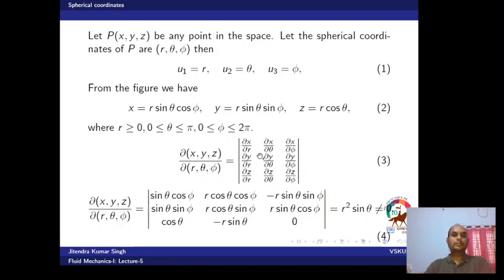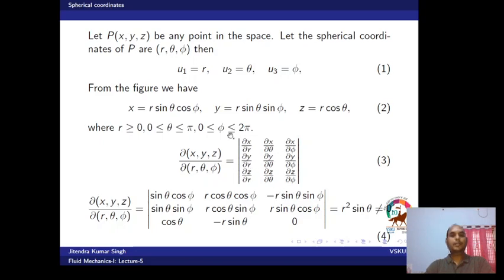Now dou x by dou r: we have to differentiate x with respect to r. When we differentiate, we shall get sin theta cos phi, which we have written here. Now dou x by dou theta: we differentiate x with respect to theta and we shall get r cos theta cos phi. And dou x by dou phi we shall get minus r sin theta sin phi, so I have written here minus r sin theta sin phi.